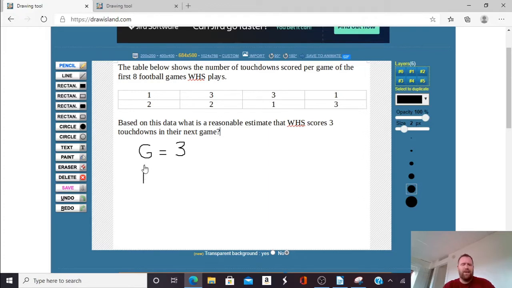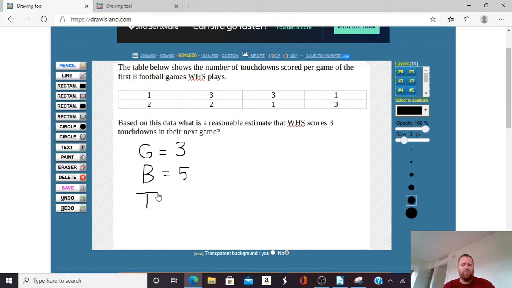The number of bad outcomes is the number of times they didn't score 3 touchdowns. So that would be the first game, the 4th game, the 5th game, 6th game, and 7th game. So that would be 5 times they did not score 3 touchdowns. And then the total number of outcomes is the total times they played in this particular instance. So that would be 8 games. So really, to figure out this problem, you need to look at the good and the total outcomes.